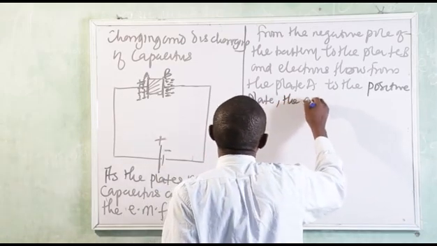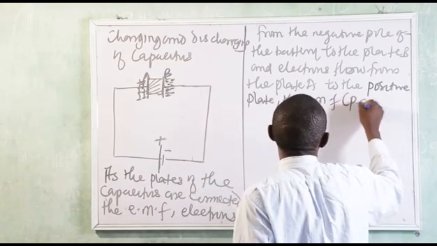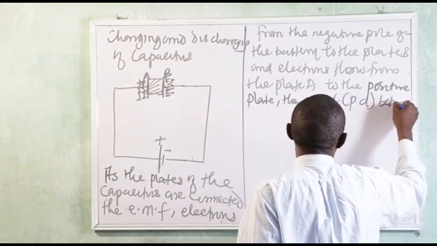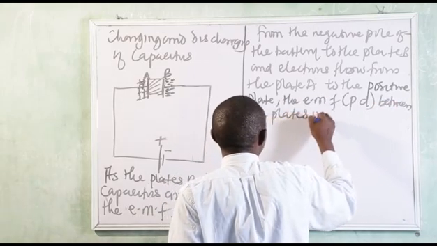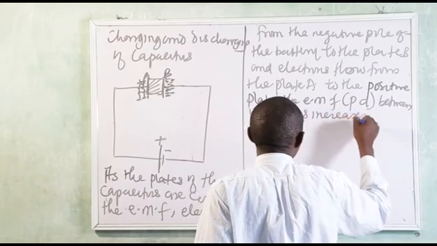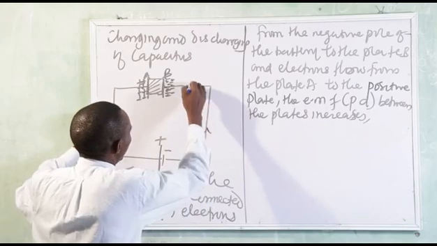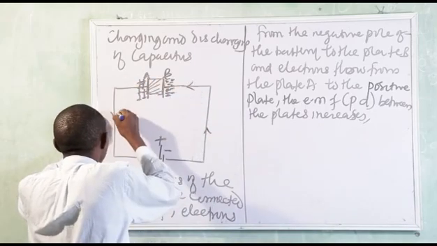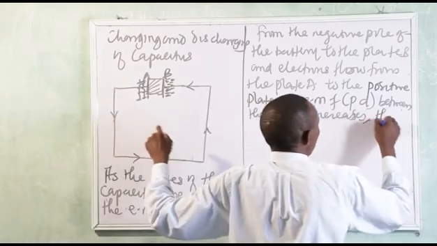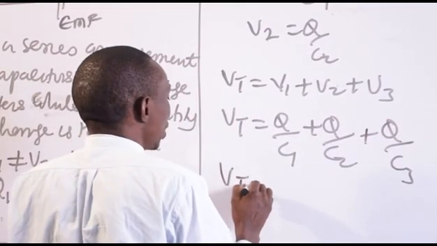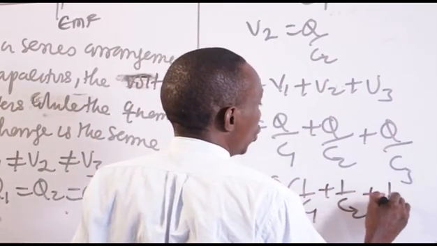The EMF, the PD between the plates, increases. Electrons are flowing this way to this side, and from here also back to this side. V total, Q is normal. One over C equals one over C1 plus one over C2 plus one over C3.